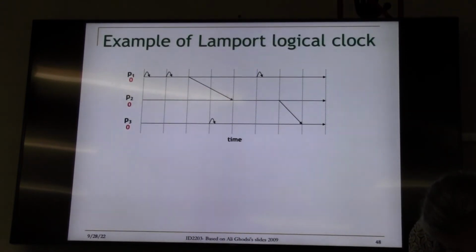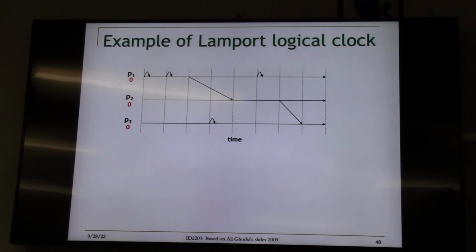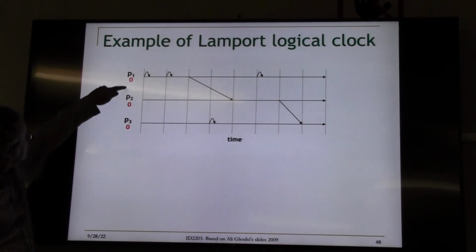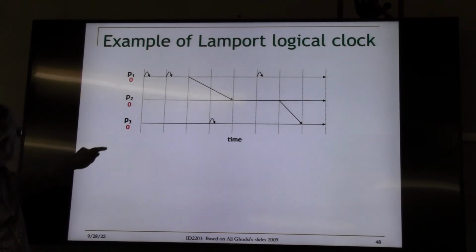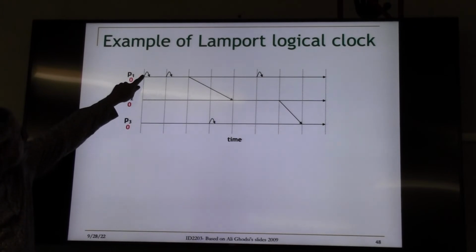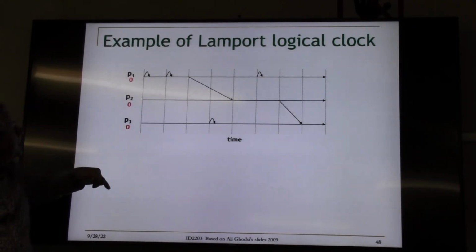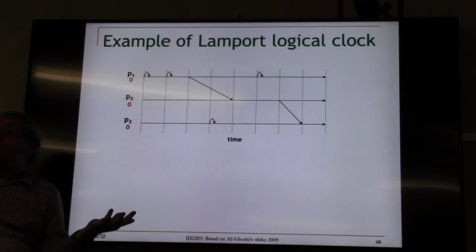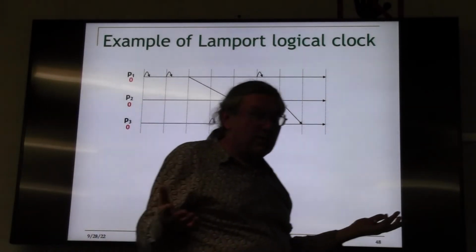Okay, let me show an example of a Lamport clock. So here we have some kind of time space with things running, and the three clock values are 0 here. So the first one I do now is an event here. So what will be the values of the clocks after this? You tell me. What's going to happen now?